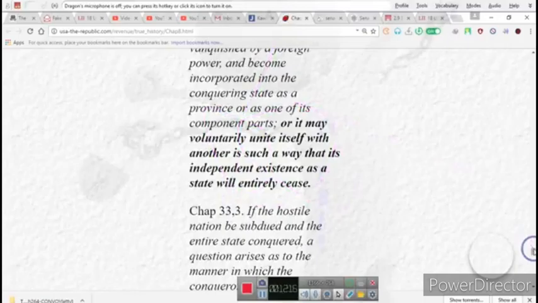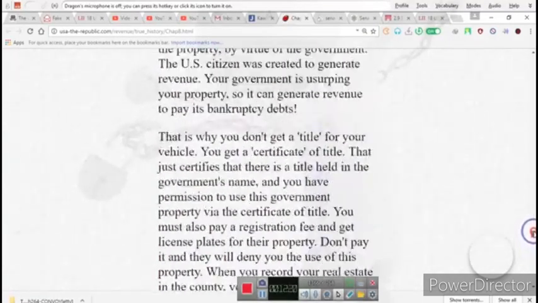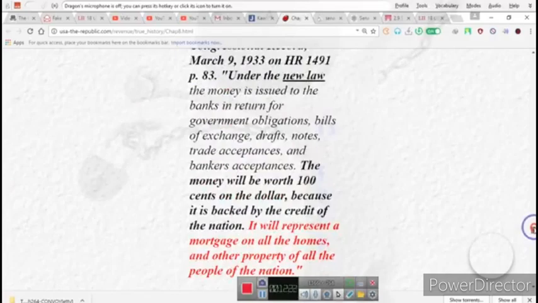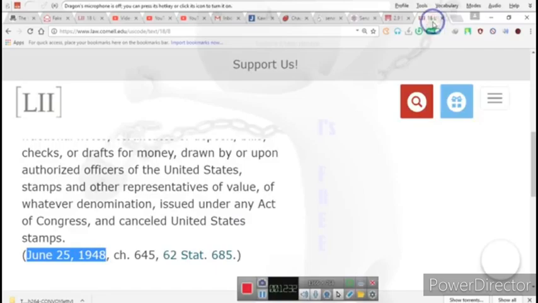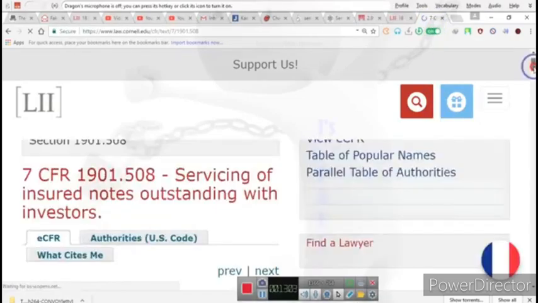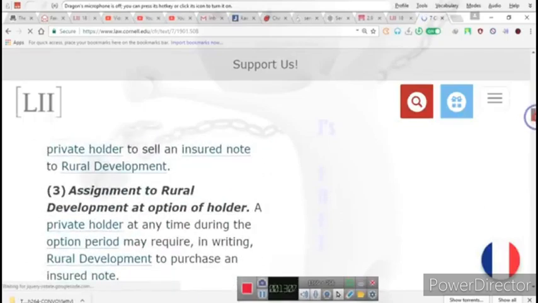When they told you that your notes would be worth 100 cents on a dollar and be backed by the mortgages of all the people of the country. See, it will represent a mortgage on all of the homes, including your home. Well, it's a government obligation, right? Look, servicing of insured notes outstanding with investors. Let's go down here.